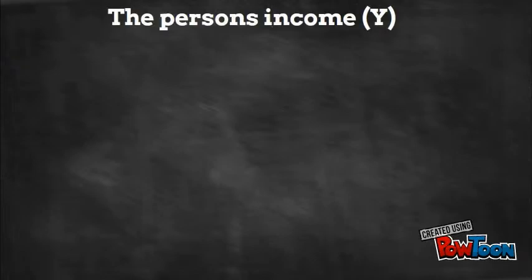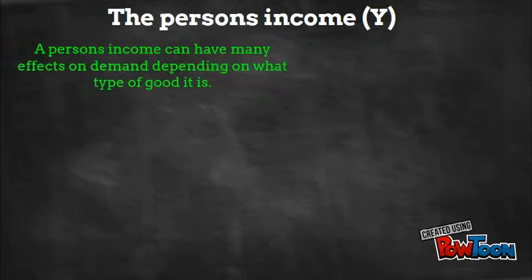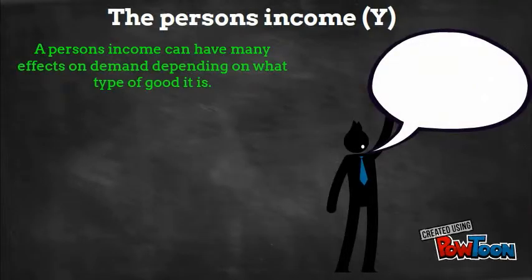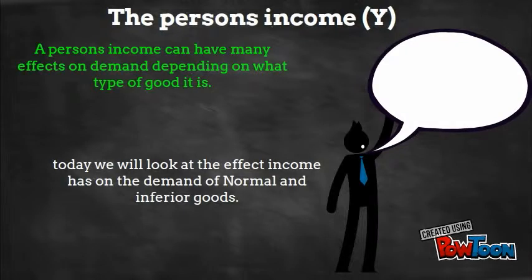The next factor affecting demand I'm going to look at is the person's income. A person's income can have many different effects on the demand depending on what type of good it is. So you have normal, inferior and different goods. Today we're going to look at the effect income has on the demand of normal and inferior goods.